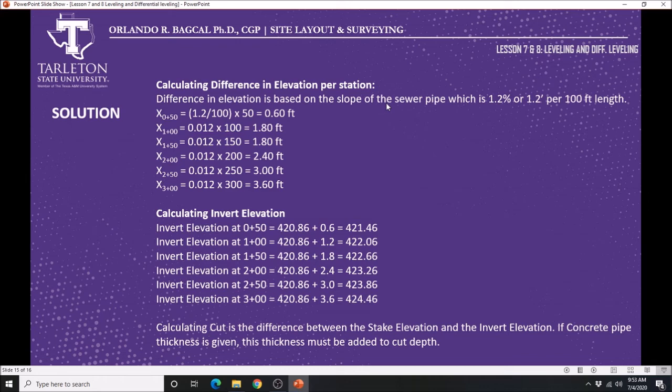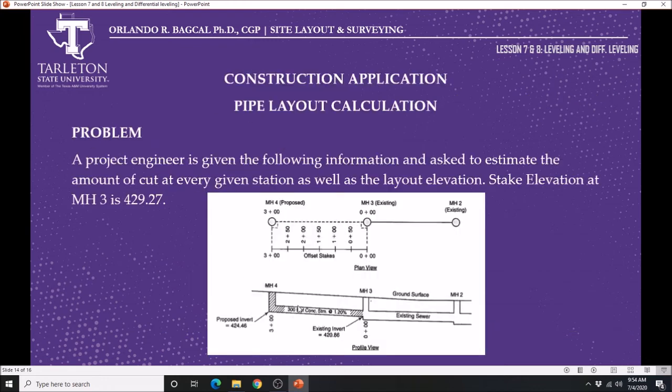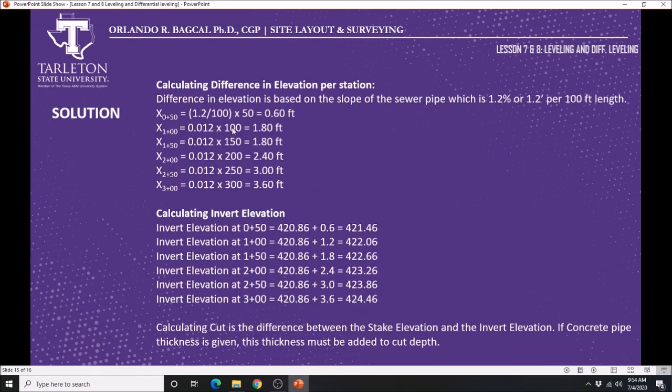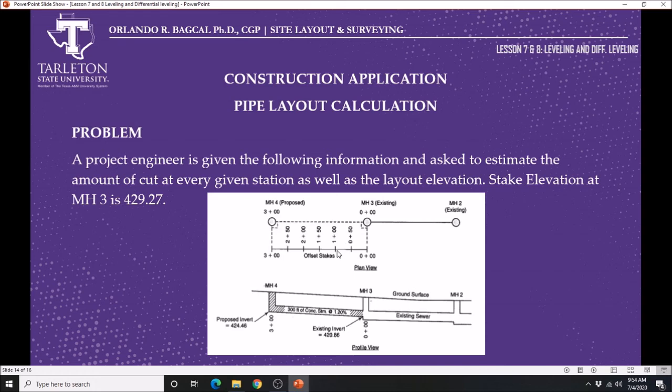And what is the slope that we have? That is 1.2 feet per 100 feet. So the difference in elevation of the first one is 0.6 feet: 0.012 times 50, because 1.2 divided by 100 is 0.012. For the first one, from this point to that point, the distance is 50 feet. Okay. All right.